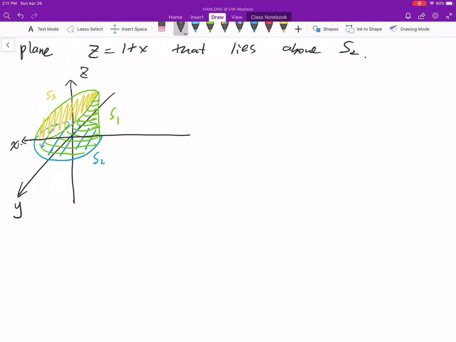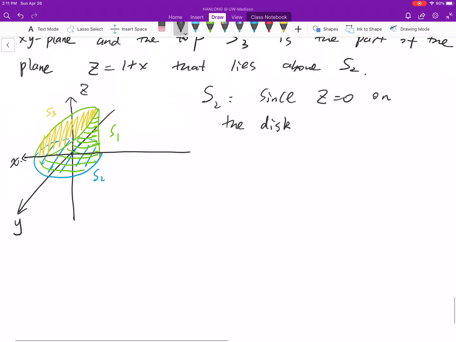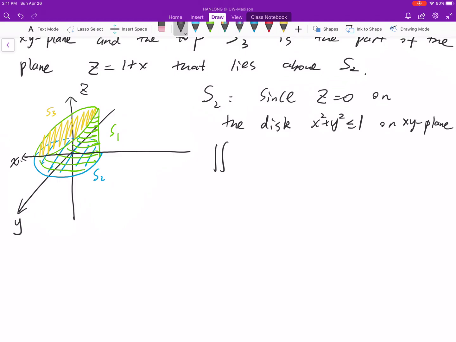So for the S2 part, which is the easiest, you notice that since z equals 0 on the disk, x squared plus y squared less than 1 on the xy plane, then the surface integral is just the integration of 0, which is 0.